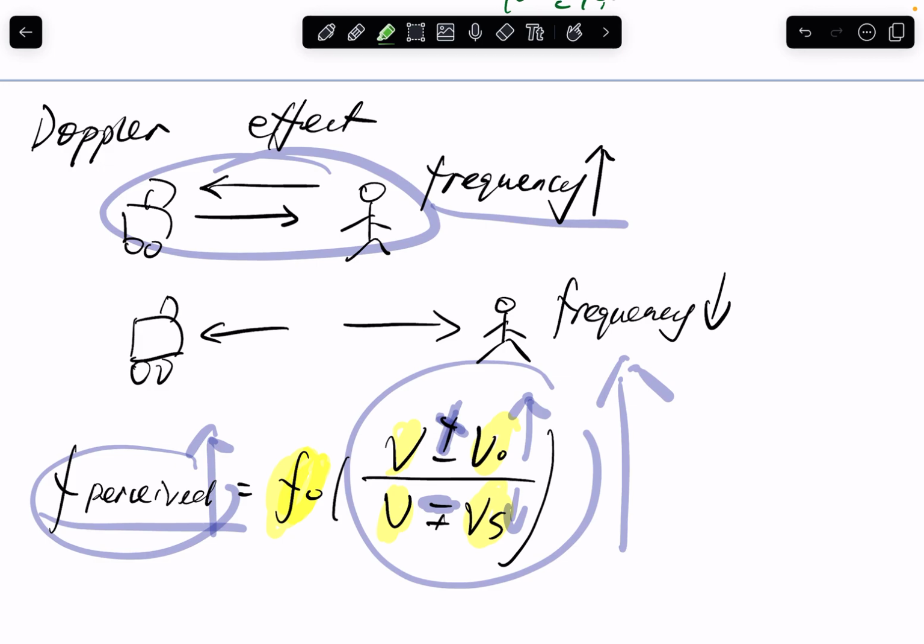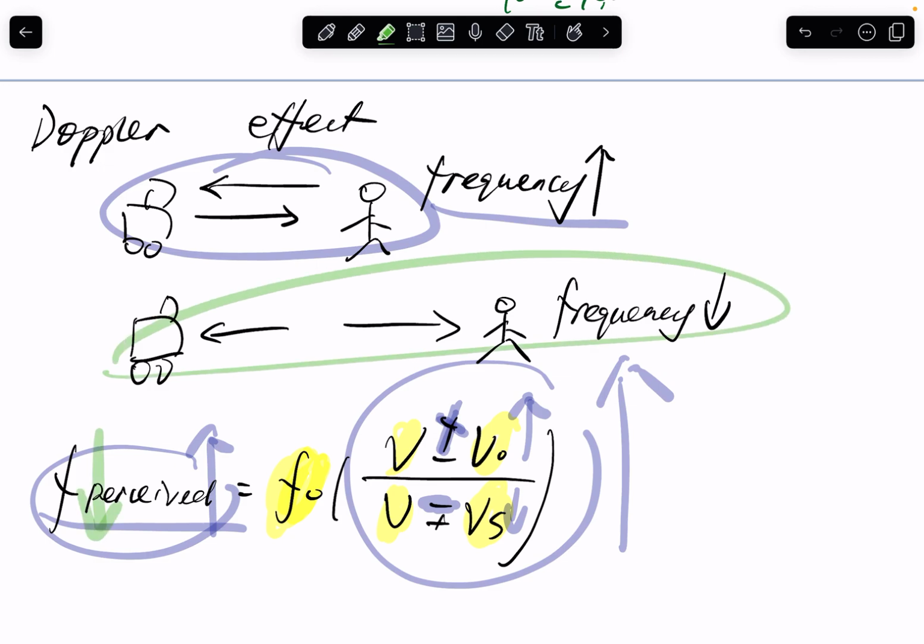So that's about this. What about the other case? In the other case, the frequency is going down. If you want the thing to go down, you want VO to be subtracted from V. You want to use subtraction. And in the denominator, you want to increase the denominator so the whole thing is, once again, decreased. So you add VS to increase the denominator. I hope that makes sense.